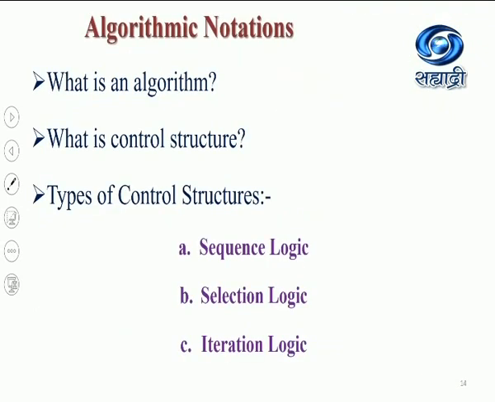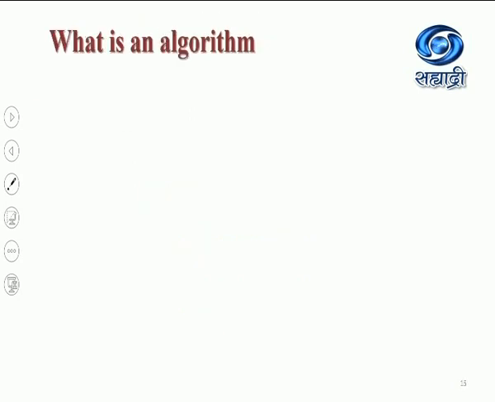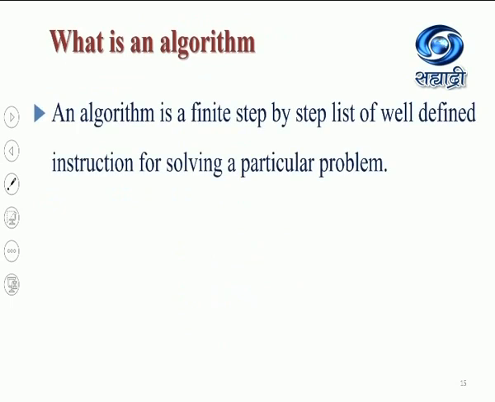Next is the algorithmic notation. What is an algorithm? Then what are the control structures used to write an algorithm, and what are the types of control structure? Algorithms use sequential logic, selection logic and iterative logic. First we will see the definition of algorithm. An algorithm is a finite step-by-step list of well-defined instructions for solving a particular problem.